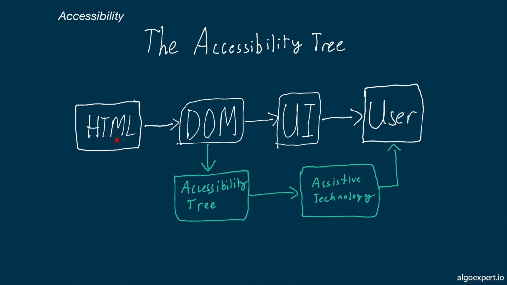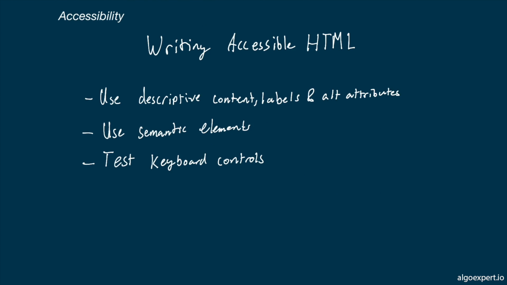Originally, we said we had this HTML file, which got converted into the DOM. Then the DOM is converted into the actual UI, which is shown to the end user. However, this isn't always the case. The DOM is actually split in two. One is converted into a user interface, but it's also converted into the accessibility tree, which is used for these assistive technologies. And then these assistive technologies also go to the user. So users can take the input of our content in two different ways.